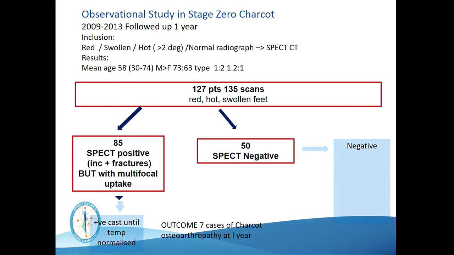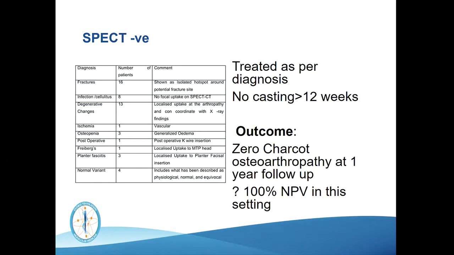The patients that were negative, what do we do with those? I think this is where it really comes into the fore. We found that they were treated, if they were, I'm saying they're SPECT negative because they didn't have the typical pattern, but they may have had some problems that we did identify, for example, a unifocal fracture or Freiberg's, plantar fasciitis, whatnot. They were treated as per the diagnosis, and nobody was casted for more than 12 weeks.